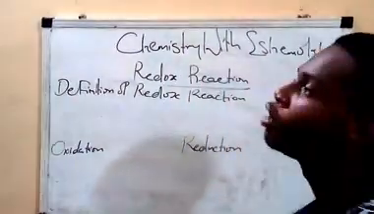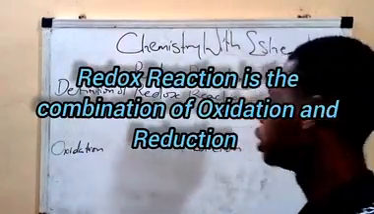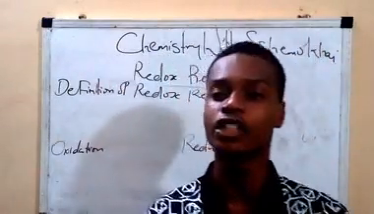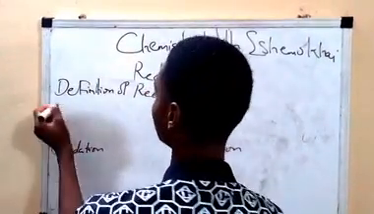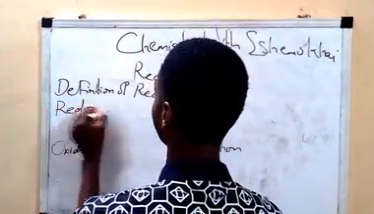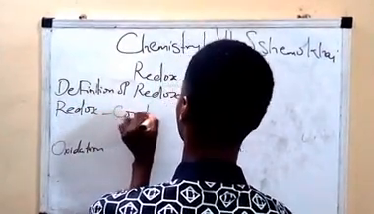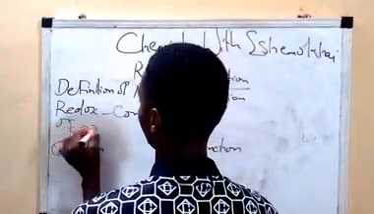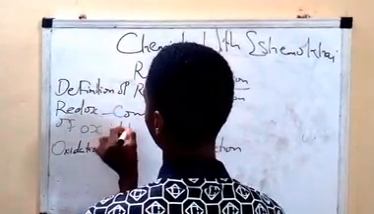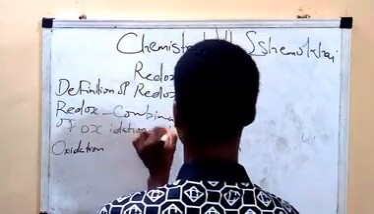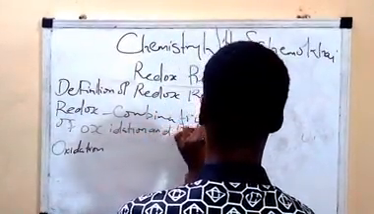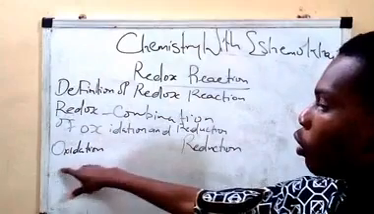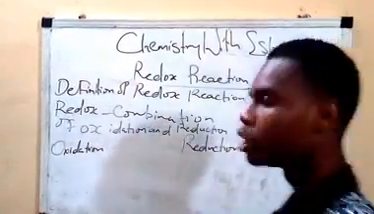So redox reaction is the combination of both oxidation and reduction. In case they ask you what is the combination of both reduction and oxidation, it is this. Redox reaction is the combination of what? Oxidation and what? Reduction. So that is redox reaction. So let us proceed. We'll go to oxidation, then we'll say reduction.